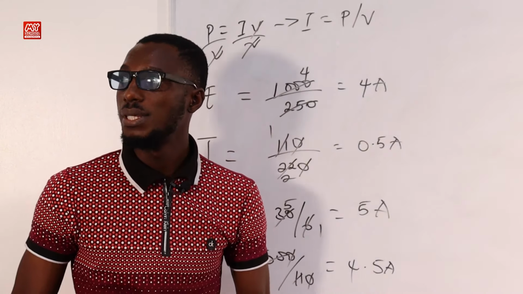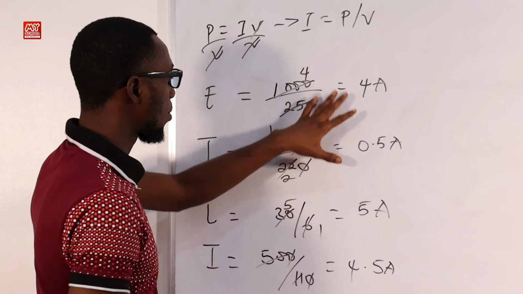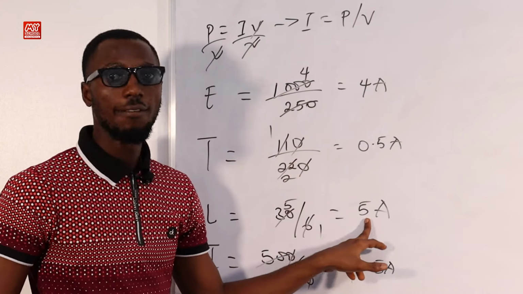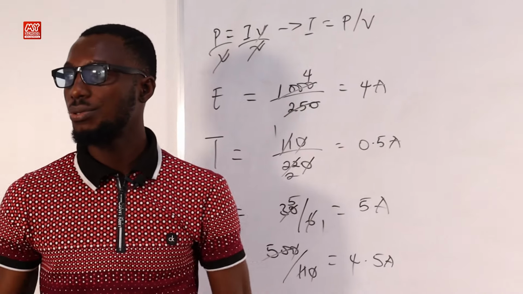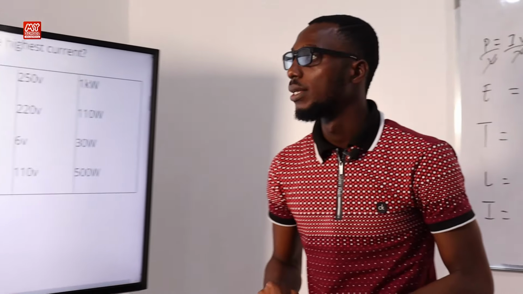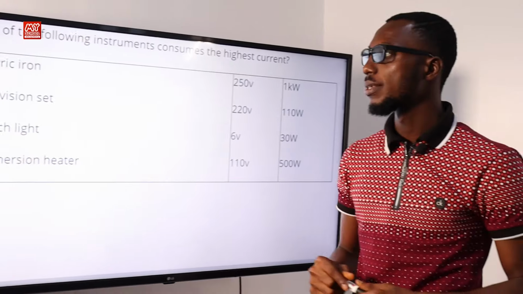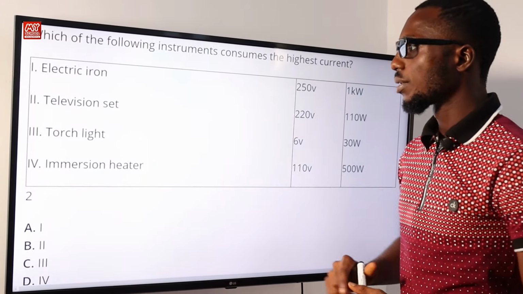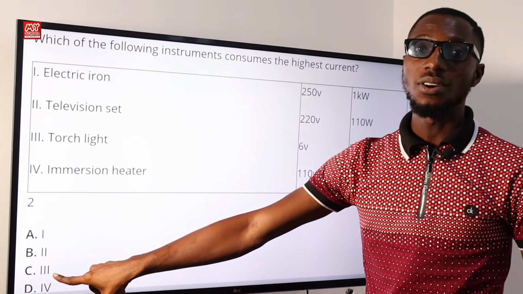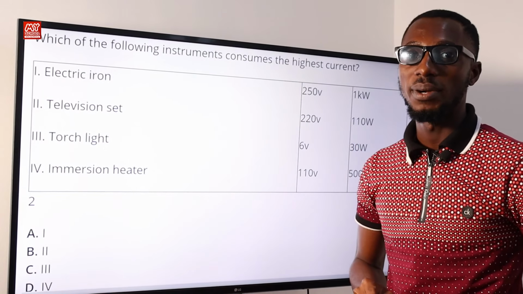So the question states: which of the following instruments here consumes the highest current? The highest current here is 5 amperes for the torch. So the torch consumes the most current, and that is 5 amperes. Going through all of the values given to us, I represents the torch, and that makes option C the correct option.